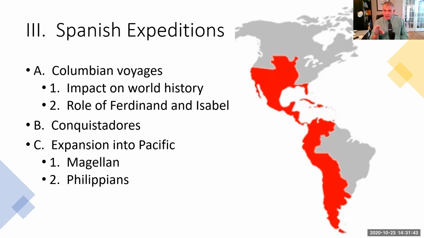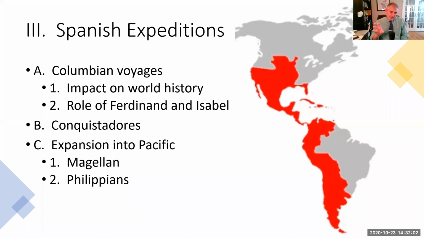So if you look at all that red in the map, this is what the Spanish are going to end up doing. They're going to end up colonizing and occupying this land and developing an overseas empire. And this is going to be largely accomplished by a group of people called the conquistadors.